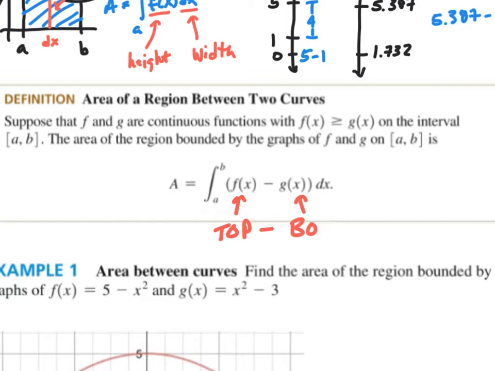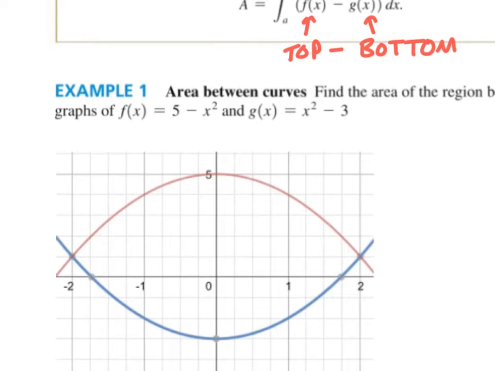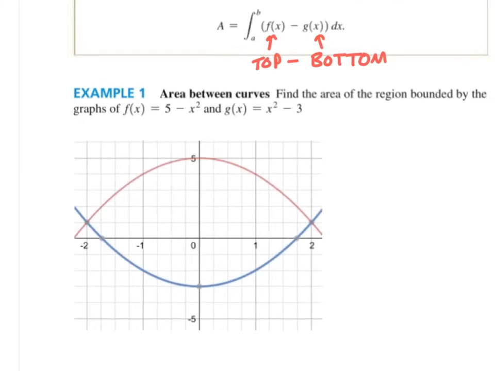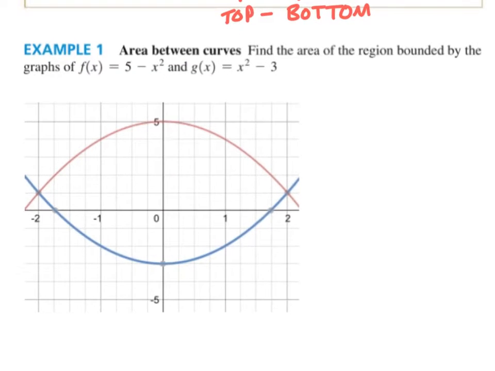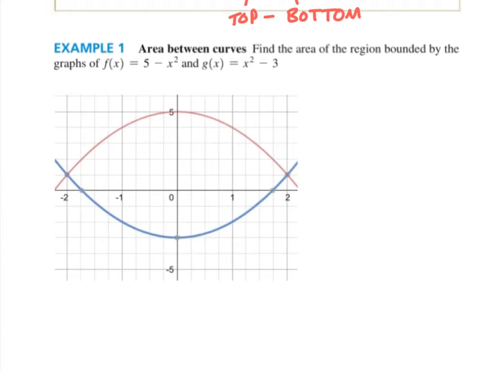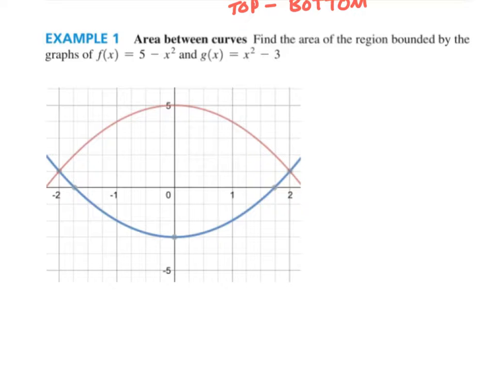So top minus bottom, okay? Let's go ahead and take a look at example 1. I've gone ahead and graphed this for you. What we want to do is find the area of the region bounded by the graph of f of x equals 5 minus x squared, and that's this graph up here.